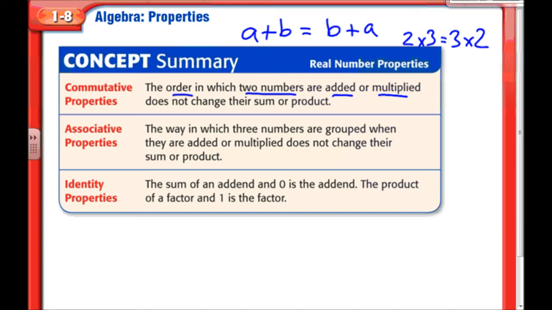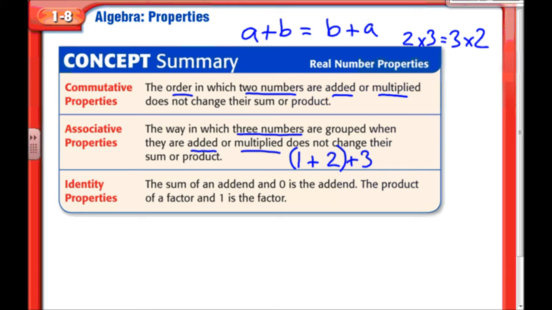Now associative. Now that's where 3 numbers are being grouped when they're again added or multiplied. Let's do an example of this. How about something simple like 1 plus 2 plus 3? With associative, an associate is someone you're friends with, that you hang out with. So we're going to group or make friends out of 1 and 2. So I'm going to put them in parentheses.